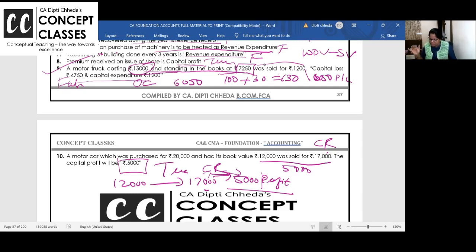All clear to all of you? If you sold a 12,000 asset for 17, then 17 is a capital receipt related to machinery. That 17 includes 5,000 profit, which is also a capital receipt. Later, to close the account, it is transferred to the P&L account.